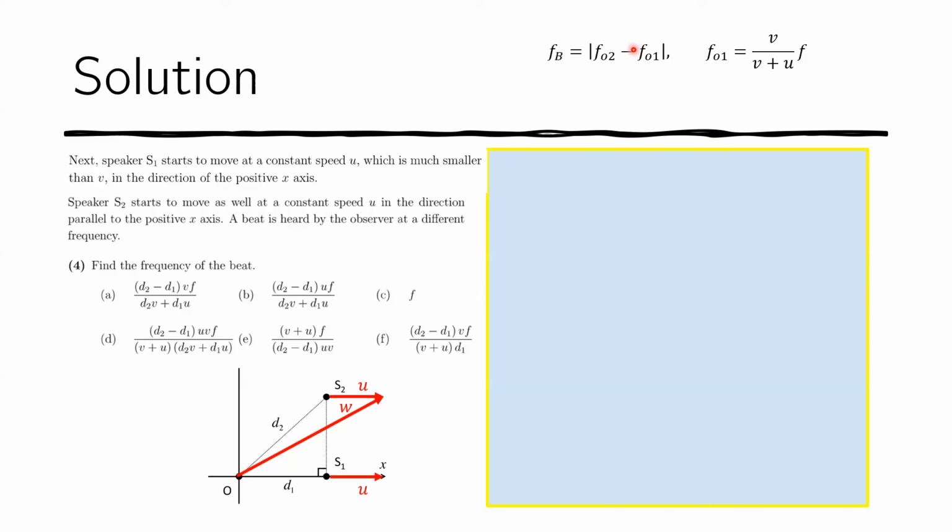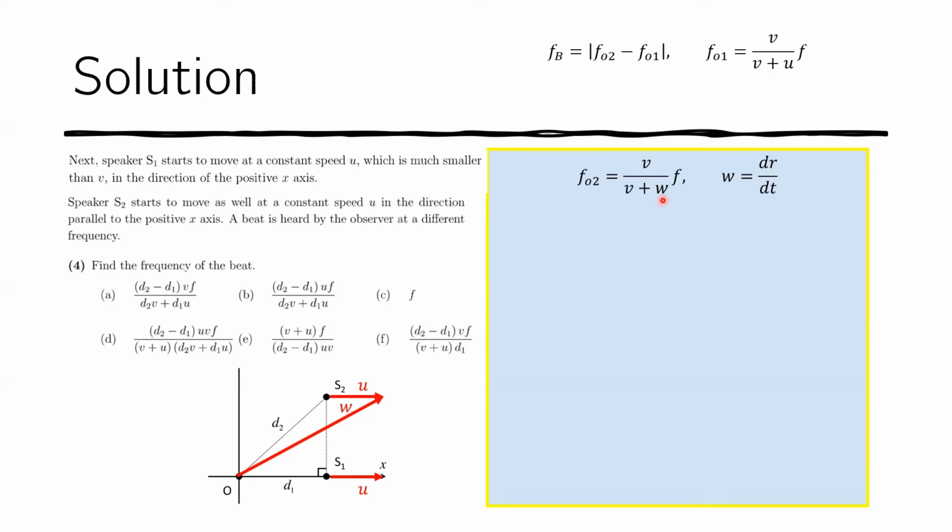And we already know the value of f_O1 from the previous problem. And now we just need to find f_O2. And from the Doppler effect, again, we can write f_O2 as follows. Here, w is the speed at which the source and the observer are getting farther apart. So that's how fast they're moving away from each other.